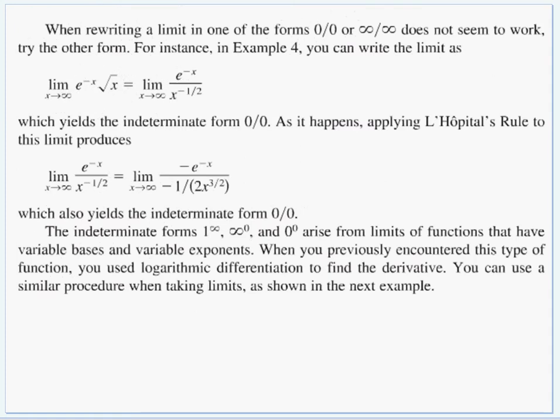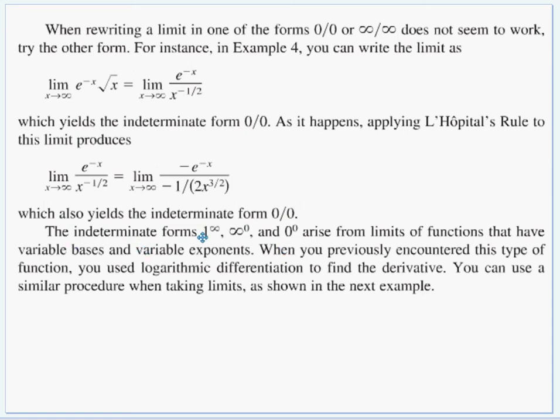It says, when rewriting the limit in one of the forms of 0 over 0 or infinity over infinity does not work, try the other form. For instance, in example 4, you can write the limit as, here they left e to the negative x in the numerator and move the root x downstairs, which yields the indeterminate form 0 over 0. As it happens, applying L'Hopital's rule to this limit produces this, which also yields the indeterminate form 0 over 0.